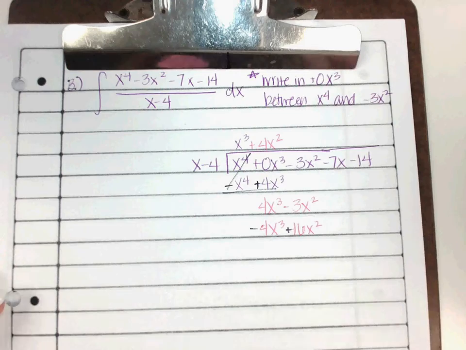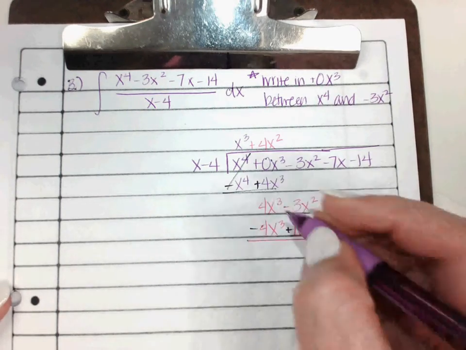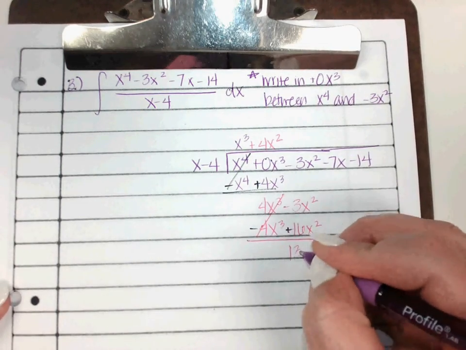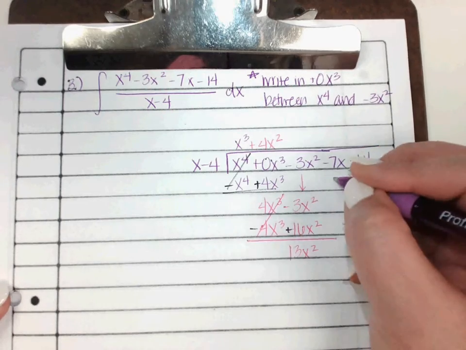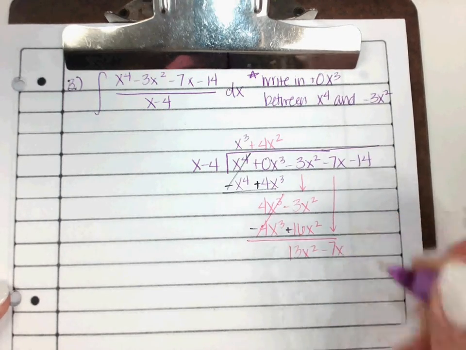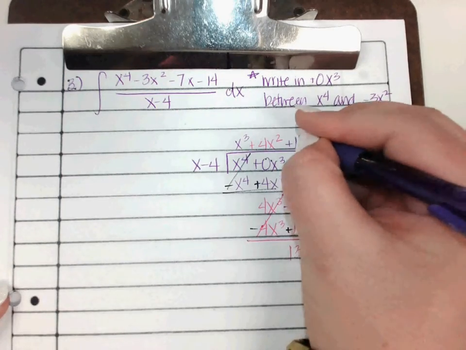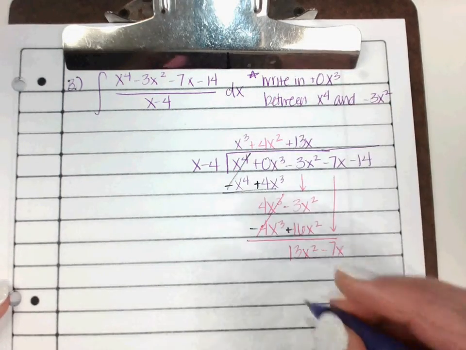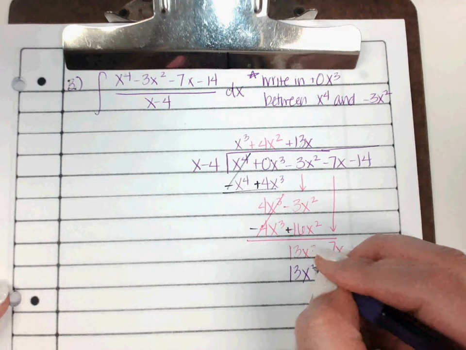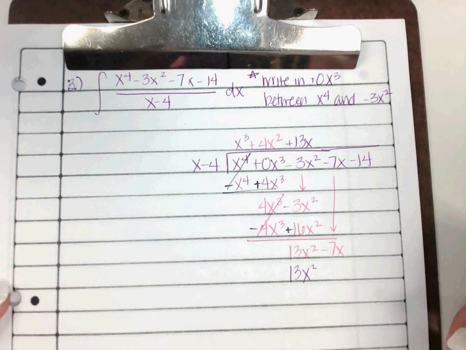Boom, got it. What is 16 minus 3? 13x squared. Carry down the minus. Okay, what does x need to multiply to be a 13x squared? 13 with one more x. 13 times x is 13x squared. 13 times negative 4, what is that?